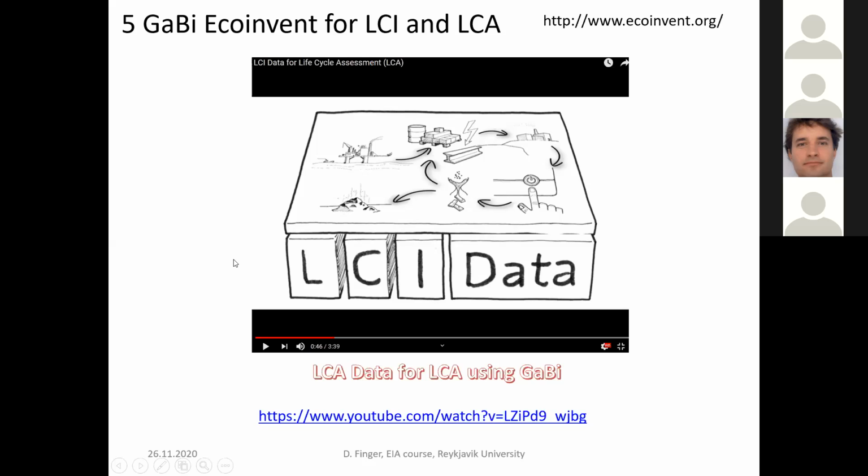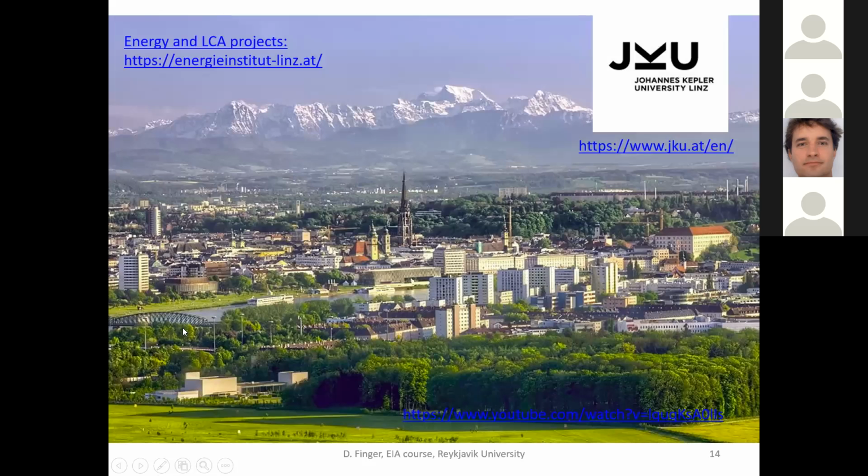LCAs do not only cover carbon emissions, they also cover the entire environmental impact, from ocean acidification to eutrophication to resource use. So there are various different aspects that you can extract from an LCA, a life cycle analysis.